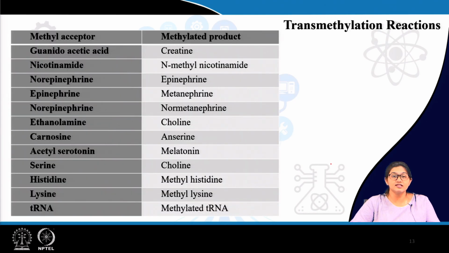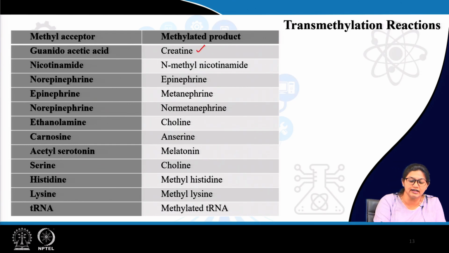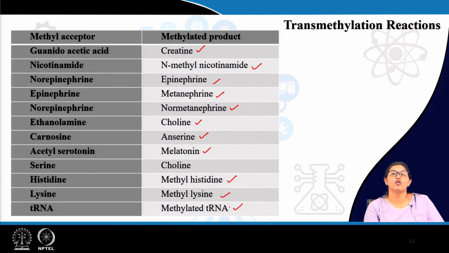So, here is the list of different types of transmethylation reactions. Here you can see formation of creatine, N-methyl nicotinamide, catecholamines like epinephrine, metanephrine, normetanephrine, then choline, anserine, melatonin, methyl histidine, methyl lysine, as well as methylated tRNA are also formed, where the methylation reaction occurs with the methyl group donor being S-adenosyl methionine.